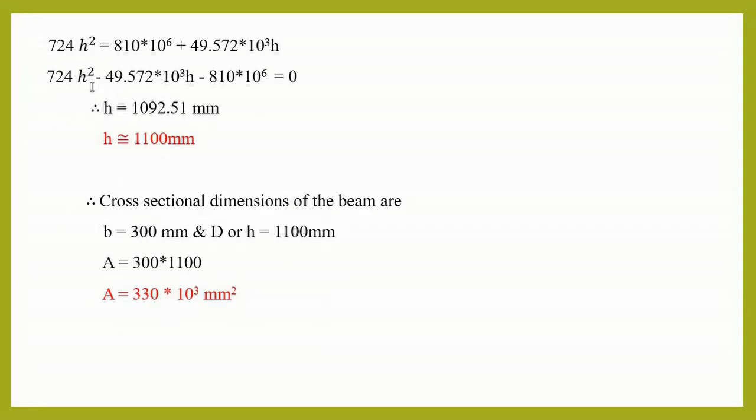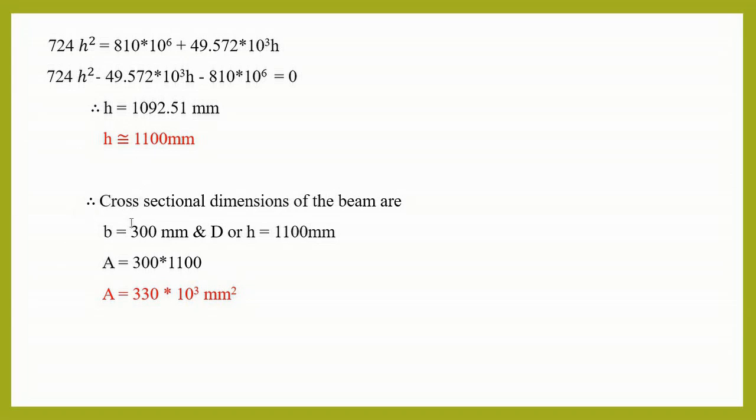Once simplification is done, we will get the equation. So if we solve this equation, we will get h as 1092.51 mm. That should be rounded off to the 50th value or 100th value. So what I have done is I have rounded it off to 1100 mm as the h value. It's up to you. You can go for rounding off to 50s or hundreds. So this is the value of h.